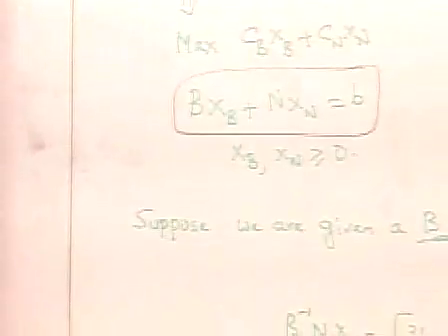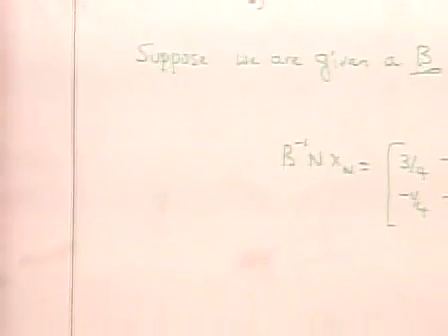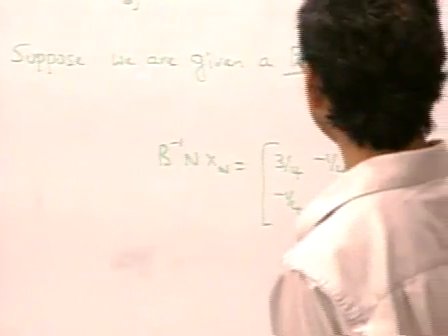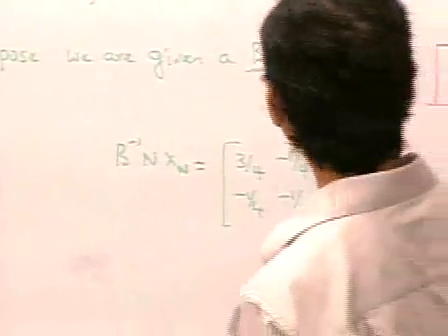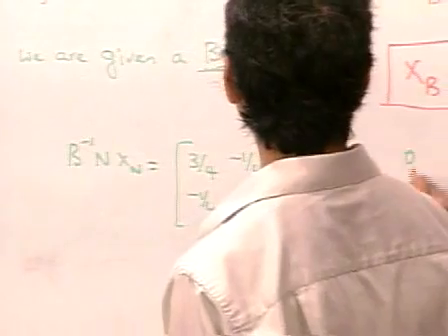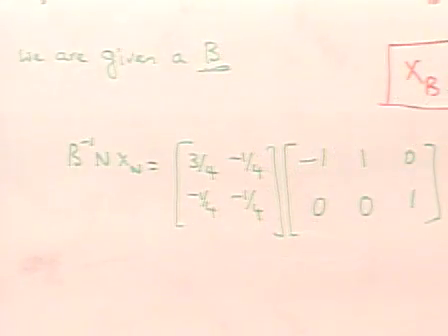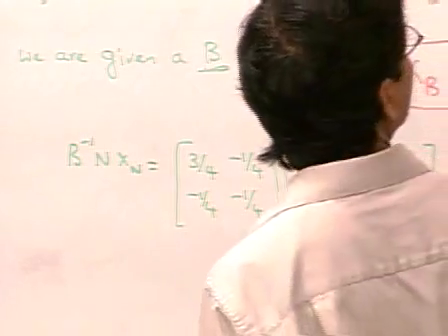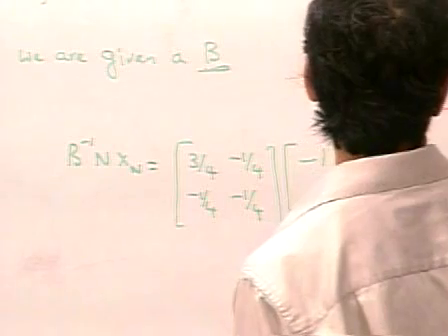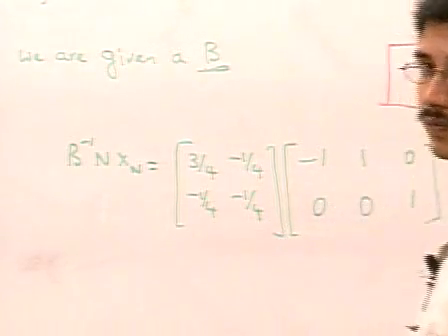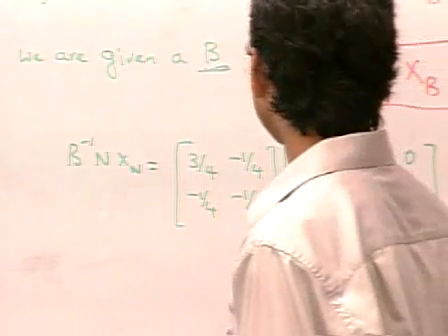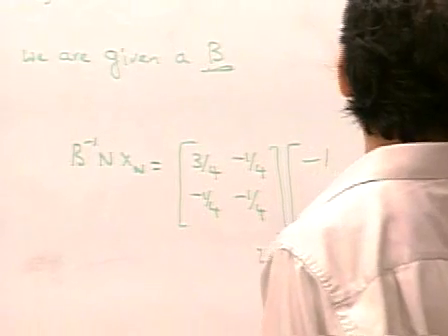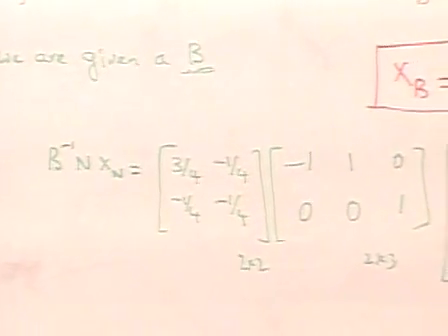XN is going to be y3, w1, w2. Okay. Go back to that. So the y3 column is going to be -1, 0. W1 is going to be 1, 0, 0, 1. And XN is going to be y3, w1, w2. So this is 2 by 2, this is 2 by 3, this is 3 by 1. You're going to end up with a 2 by 1.